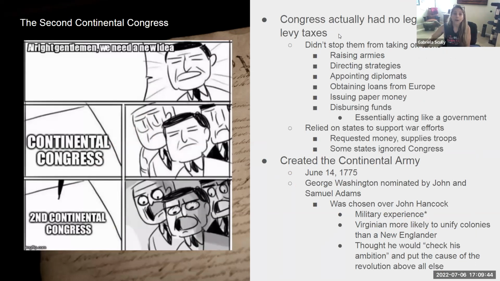Okay, so now it's spring of 1775 and the Continental Congress gets back together. They make this decision. They're going to start trying to raise an army. They're going to start strategizing. They're going to send diplomats to France and Spain and the Netherlands to try to get money.